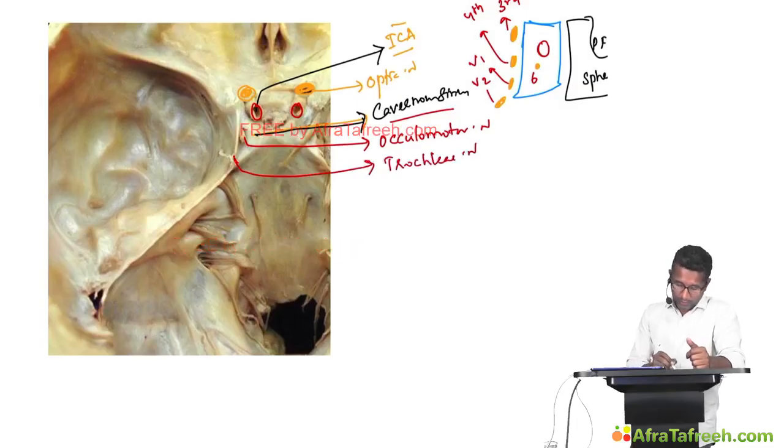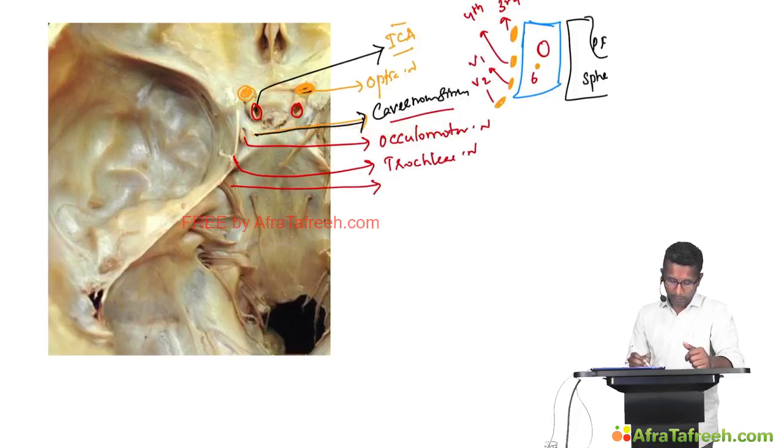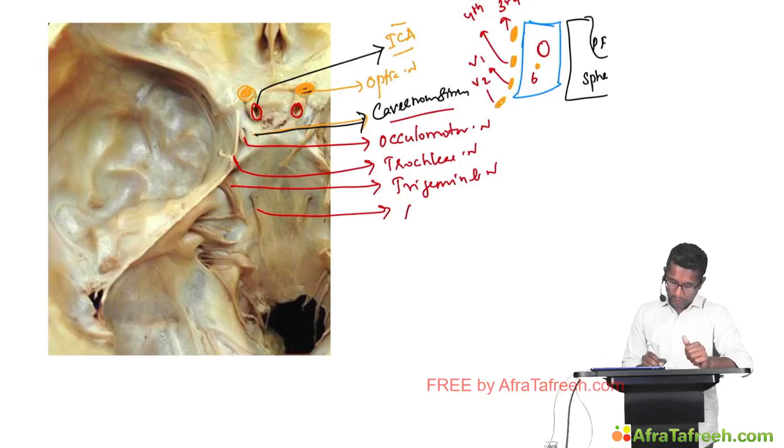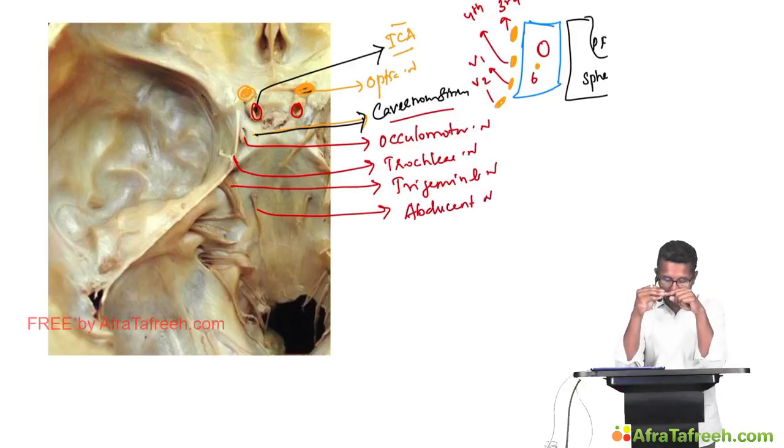And this nerve which is entering through the apex of the petrous part of the temporal bone is called the trigeminal nerve. Below the trigeminal nerve you can see a nerve which is passing below the petrosphenoid ligament. This nerve is called the abducent nerve. So what is this nerve? This is called the abducent nerve. This is the one which passes close to the apex of the petrous temporal bone.